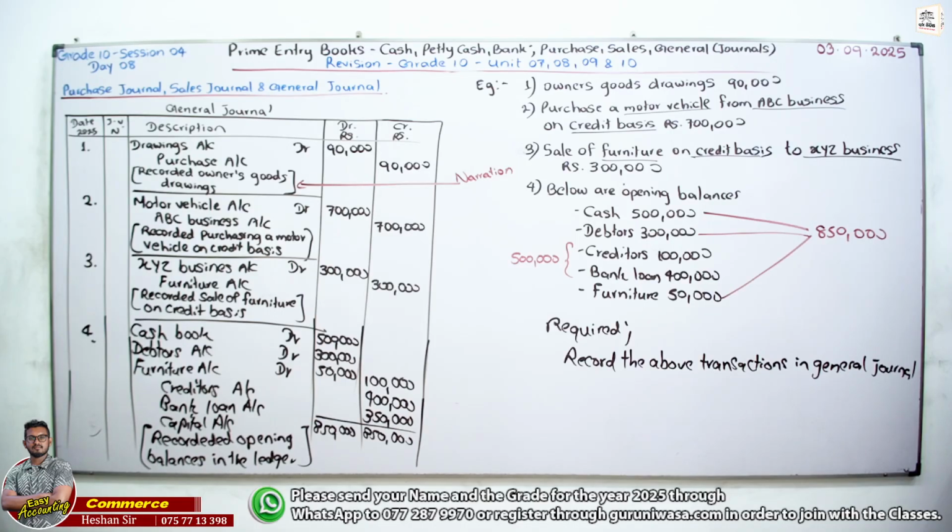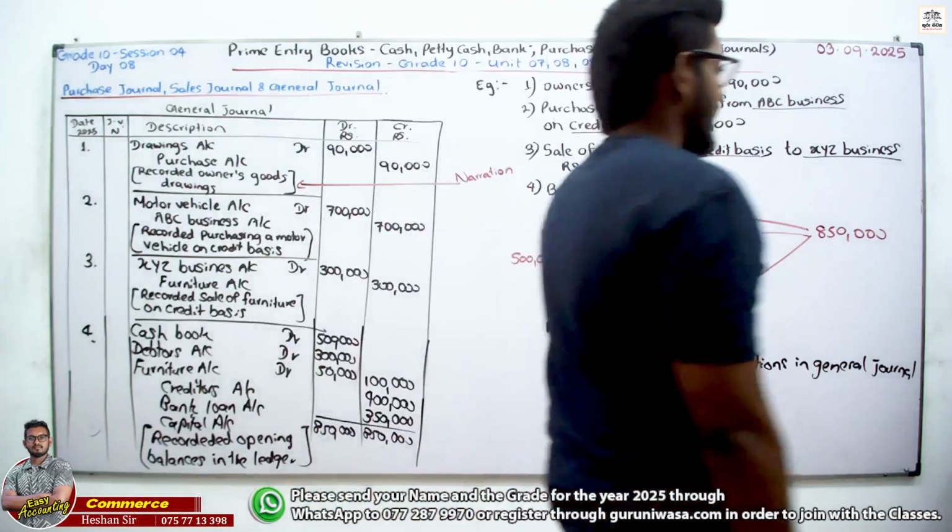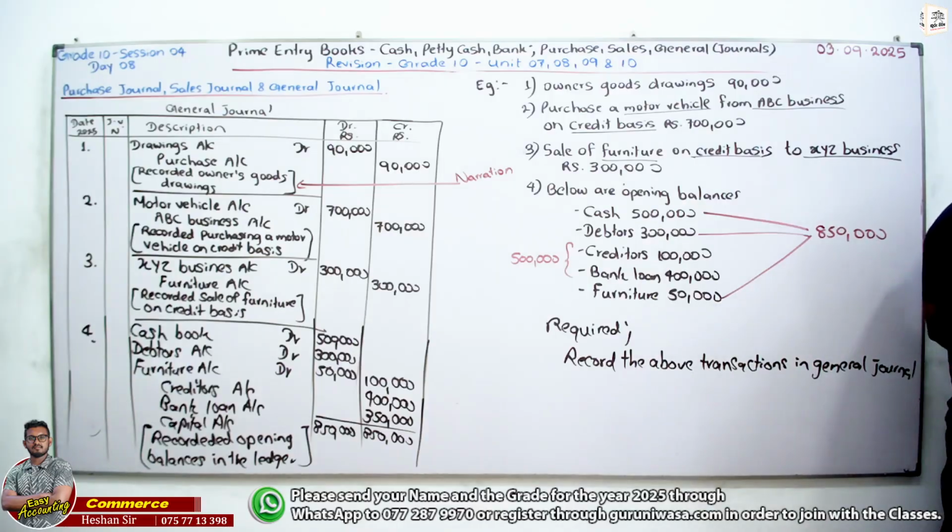From next week onwards, we can go to the past papers, right? Hope you got the thing, right? From next Wednesday onwards, I'm going to discuss past papers related to all the prime entry books: bank, cash book, petty cash book, bank account, purchase journal, sales journal, general journal, and also the prime entry book lesson. We finished everything. So now from day 9 onwards, we can go to the past paper discussion. Finish it and raise your hand.